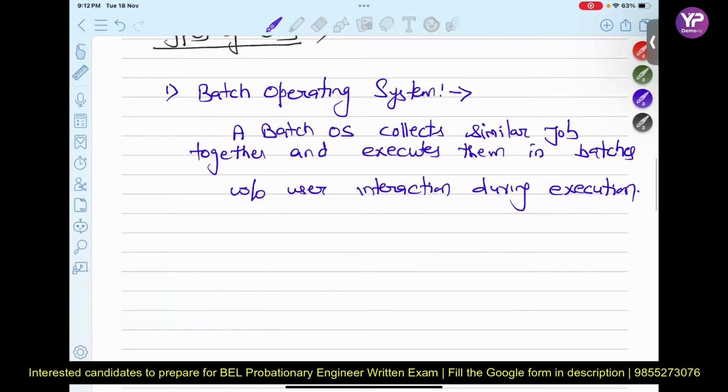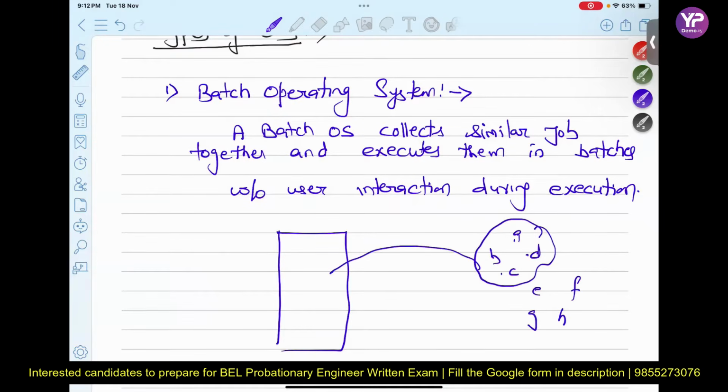Fine, my dear students. Suppose that we have A, B, C, and D. These are the similar type of jobs. Even E, F, G, H. So we just make a batch. And now these similar type of jobs are executed one after another. Then when these jobs finish, we make a new batch, and then this batch is going to be executed. Okay, that's why in a batch form, a batch operating system collects similar jobs. That is the important point.